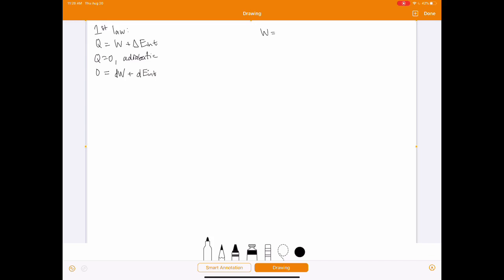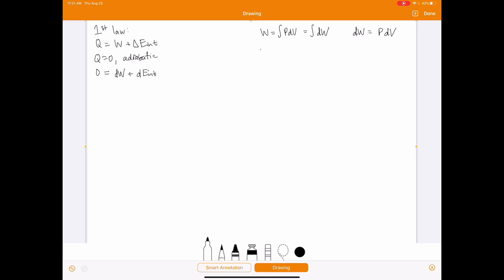Well, work is given by the integral of P dV. The way you can think about that is we're integrating little infinitesimal bits of work to get the total. So each little infinitesimal bit, dW, is P dV. In other words, you take the pressure times a tiny change in volume, dV, and you get a tiny bit of work being done by the gas. That's dW. That's what's going to go into our first law equation.